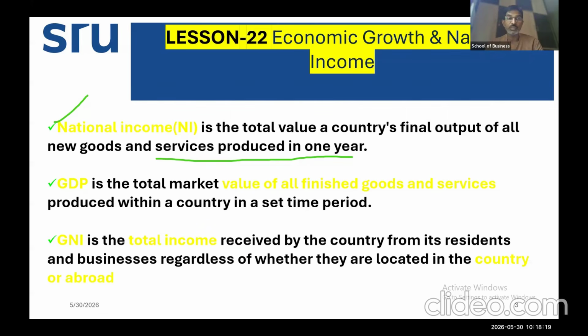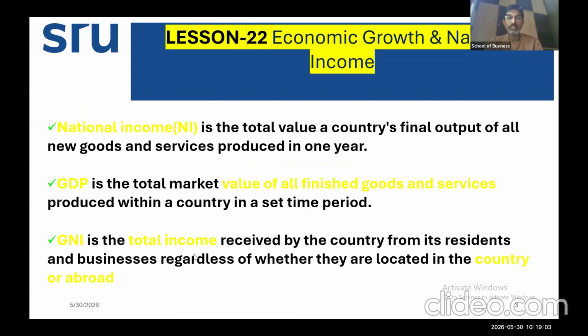Now, next comes what is GDP. GDP is the total market value of all finished goods and services produced within a country in a set time period. National income is the total value of a country's final output, whereas GDP is the total market value of all finished goods and services produced within a country in a set time period. Now, what is GNI? Gross National Income is the total income received by a country from its residents and businesses, regardless of whether they are located in the country or abroad. So here we have studied what is national income, what is GDP, and what is GNI.